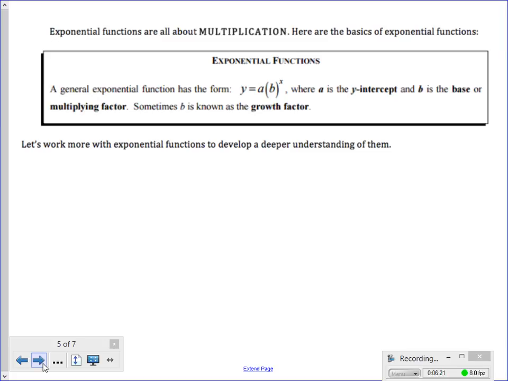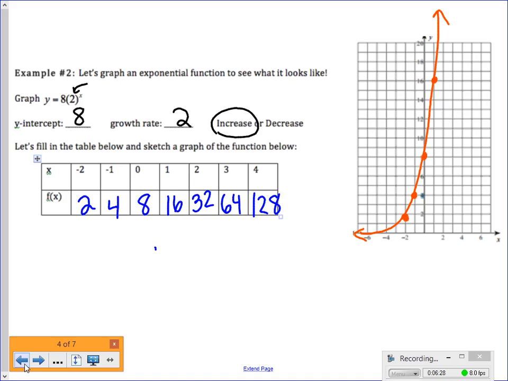Exponential functions are all about multiplication. All right, we're going to be multiplying by the same number over and over again. If I look at the last example, notice that the growth rate is 2. Well, to get from 2 to 4, I have to multiply by 2. To get from 4 to 8, I multiply by 2 again. 8 times 2 is 16. 16 times 2 is 32, and so on and so on. All right, so the growth rate in your equation is actually a number that you're going to multiply by over and over again.